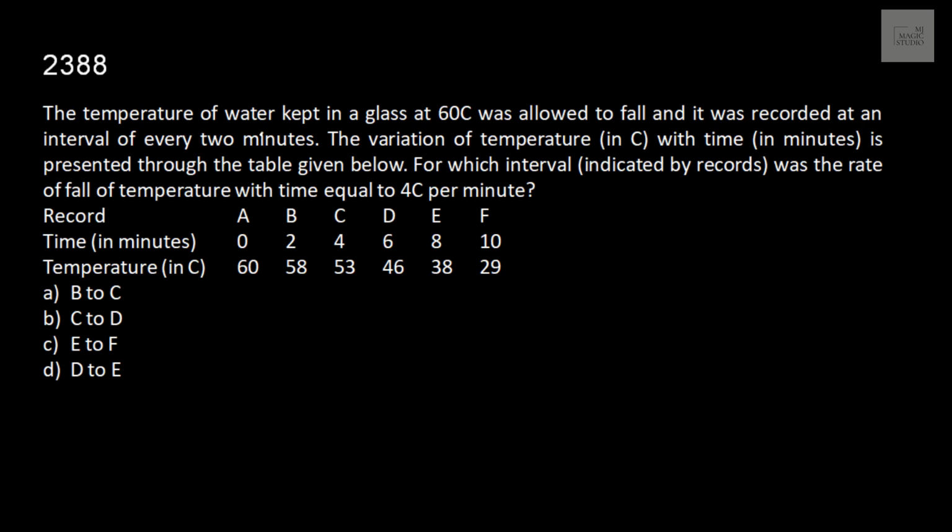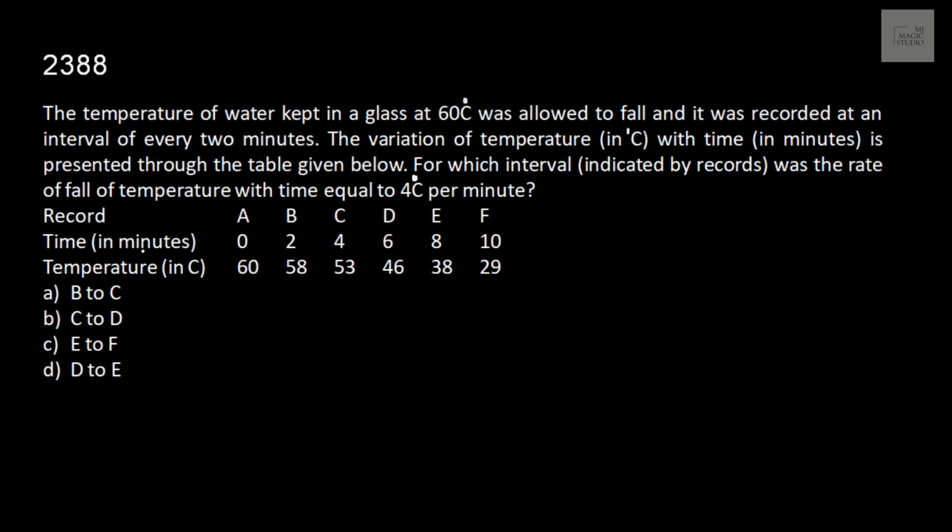The temperature of water kept in a glass at 60 degrees centigrade was allowed to fall, and it was recorded at an interval of every 2 minutes. The variation of temperature in degrees centigrade with the time in minutes is presented through the table given below. For which interval was the rate of fall of temperature with time equal to 4 degrees centigrade per minute?